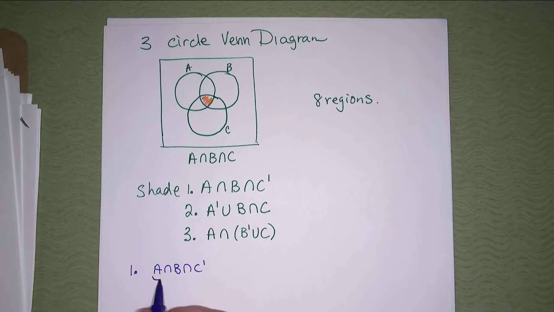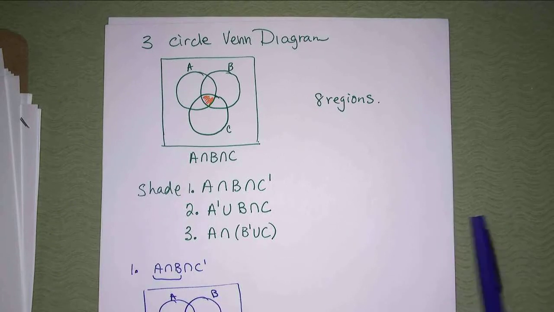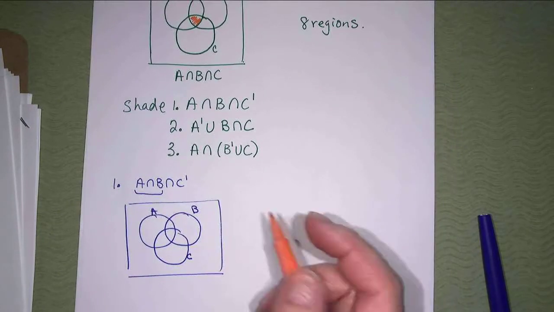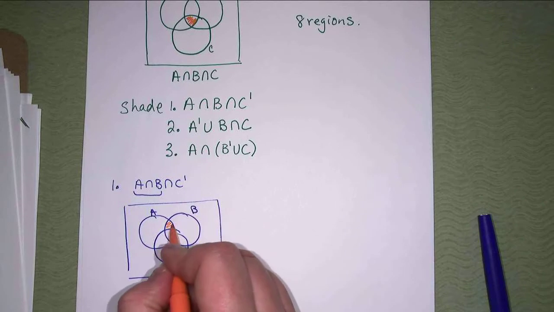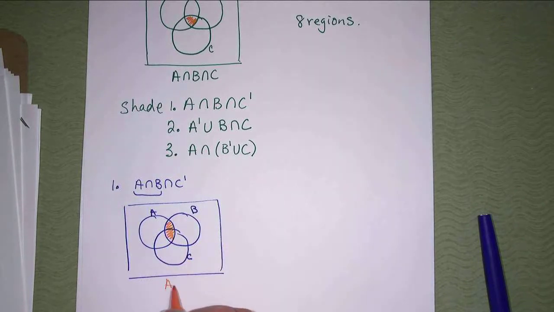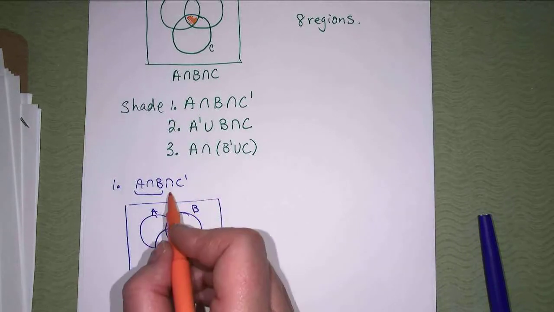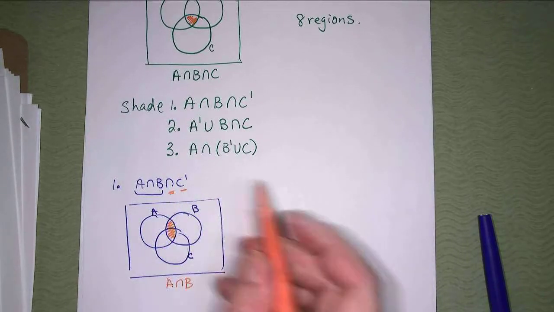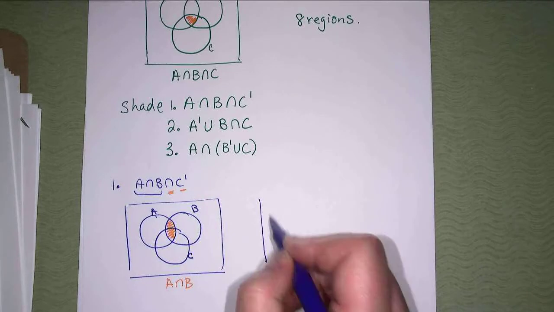Yeah, and you always start this way, so that would be a logical first start. So if we drew that, A, B, C. So A intersection B is right there, where they overlap. And now we want to intersection that with C prime. So let's draw C prime over here.